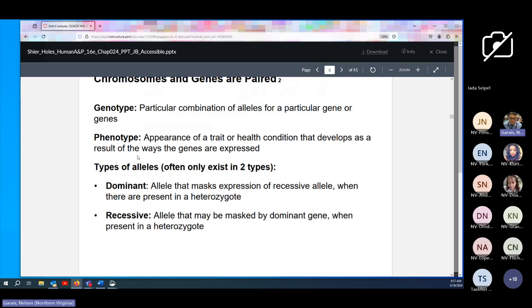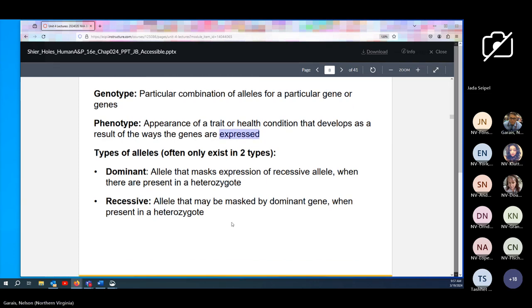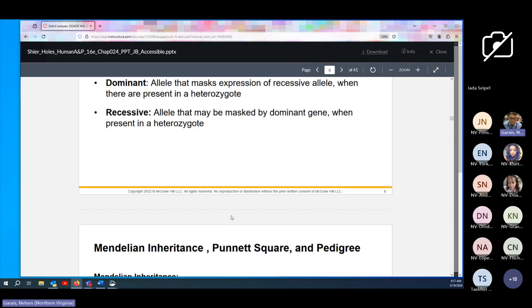Dominance, recessive, genotype versus phenotype. Remember, genotype, the actual letters that represents the pair of alleles. And the phenotype is what actually got expressed in real life. What came out, okay? Because remember, you could have the genetics to be a genius, but if you didn't nurture it, it's not gonna come out.